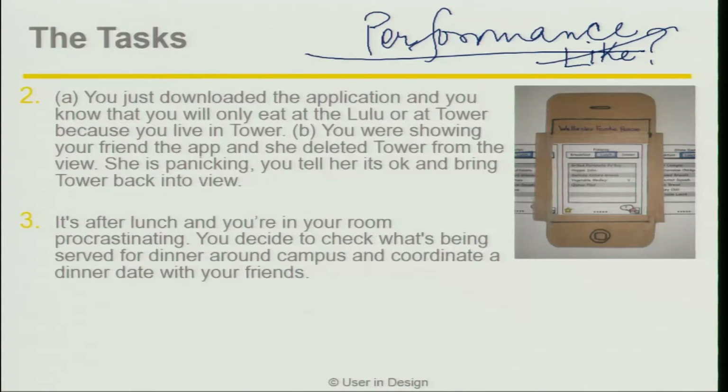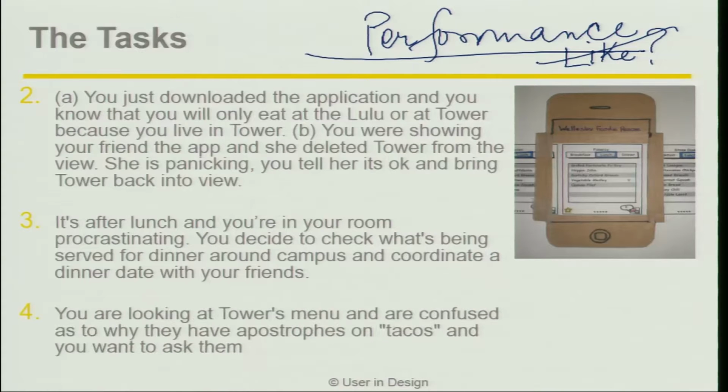Third task. It's now after lunch and you're in your room procrastinating. You decide to check what's being served for dinner around campus and coordinate a dinner date with your friends. So you want to know what's being served for dinner around campus. Probably there are two or three different locations. You want to know what's being served at each of them. And you also want to coordinate with your friends and say, hey, let's all eat together at this so-and-so place, because this menu sounds good. Okay, that was your third task.